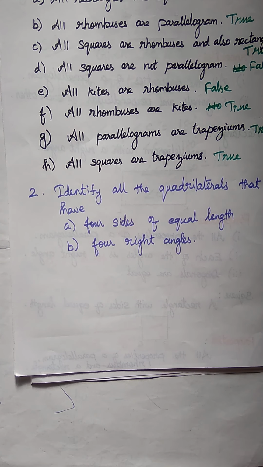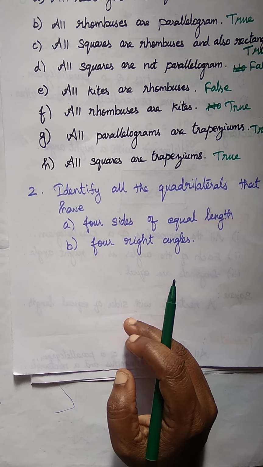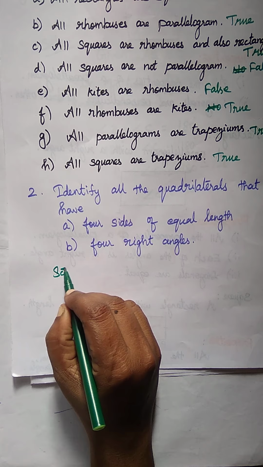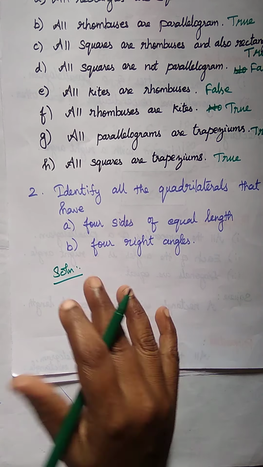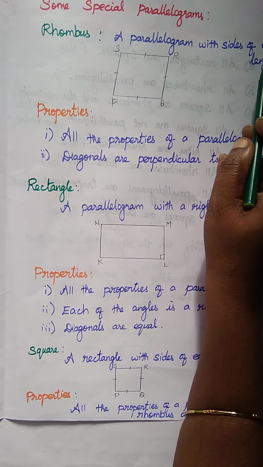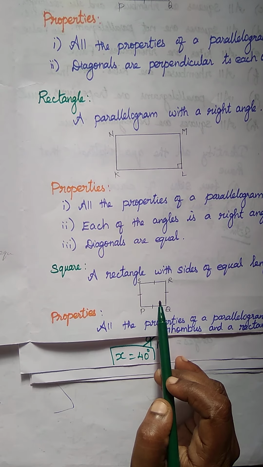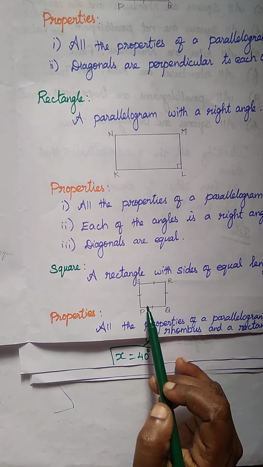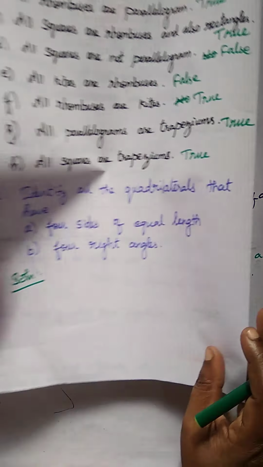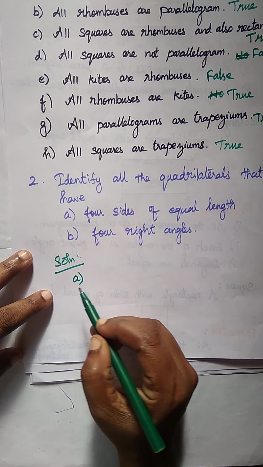Okay, so think that. So 4 sides of equal length, எதுலலாம் நமக்கு 4 sides of equal length இருக்கும்? Say rhombus. See the definition. Rhombus சொன்னோம், all the sides are equal length. So it's a quadrilateral. Then in a square? Square also all the sides are equal. So it is also the first question answer. 4 sides of equal length. Okay, you write the answer for A subdivision.